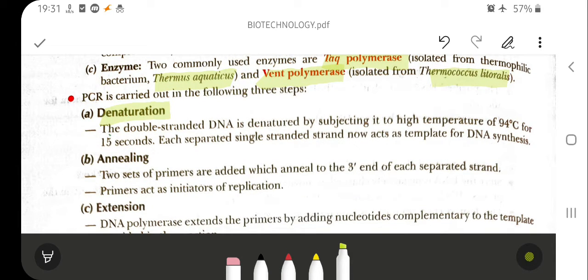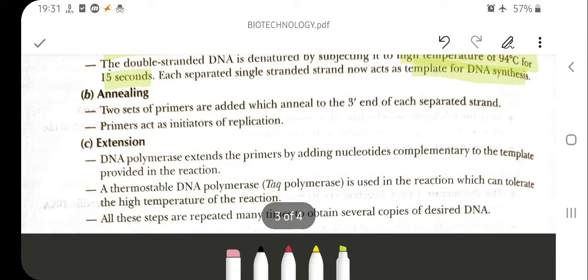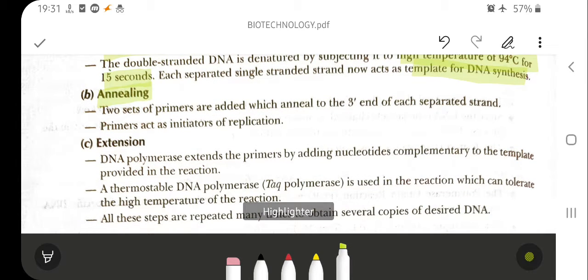The double-stranded DNA is denatured by subjecting it to high temperature, that is 94 degrees centigrade, for about 15 seconds. Each separated single-stranded strand now acts as a template for the DNA synthesis. The second step is your annealing. The two sets of primers are added, which anneal at the 3' end of each separated strand, because the new strand is going to be synthesized from 5' to 3', and they act as the initiator for the replication.